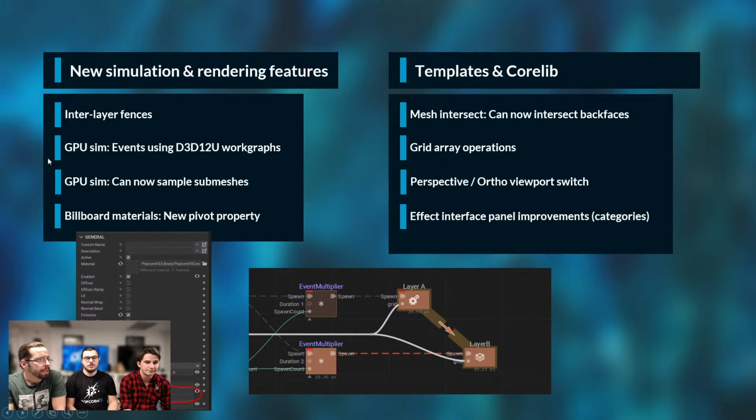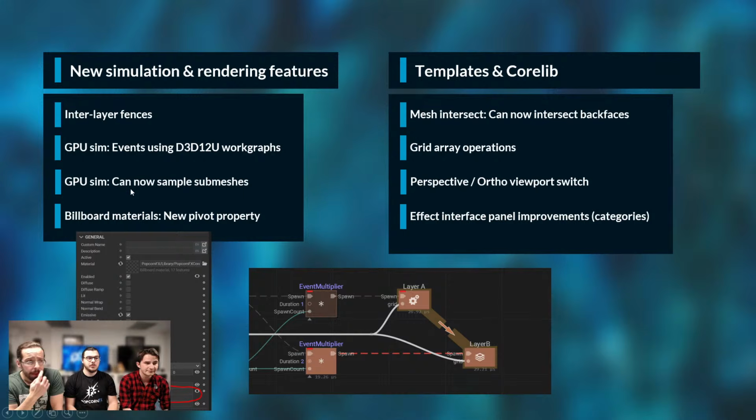Then on the GPU sim side, we have an experimental D3D12 Ultimate implementation of GPU sim events using work graphs. So that's, for example, trails. Now a GPU simulated layer can trigger child particles, can spawn child particles. It's still very experimental. You can enable it in the user preferences. But at least you can start experimenting with it.